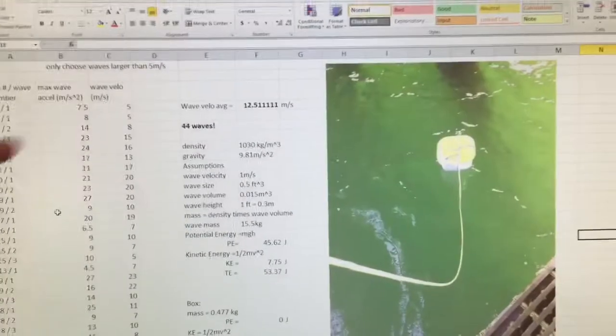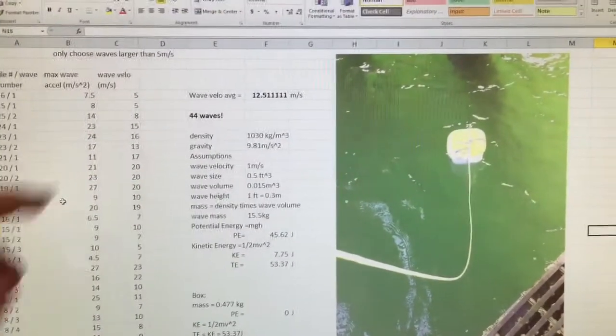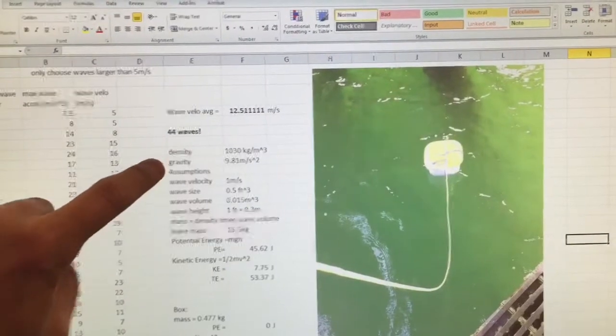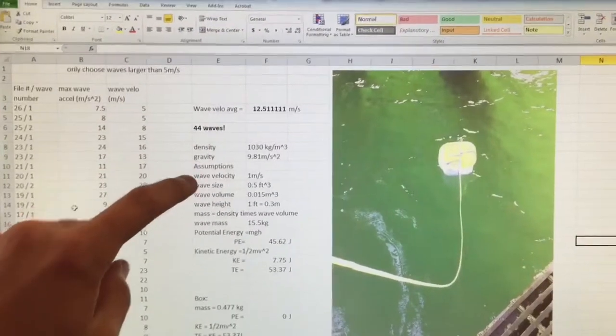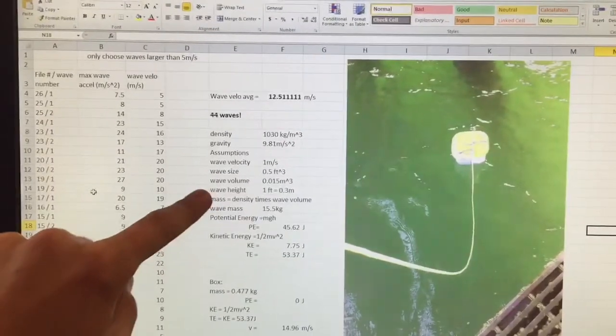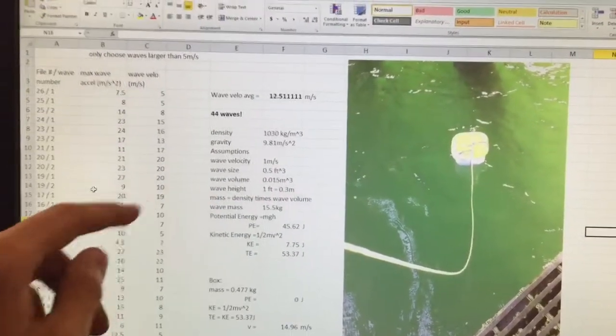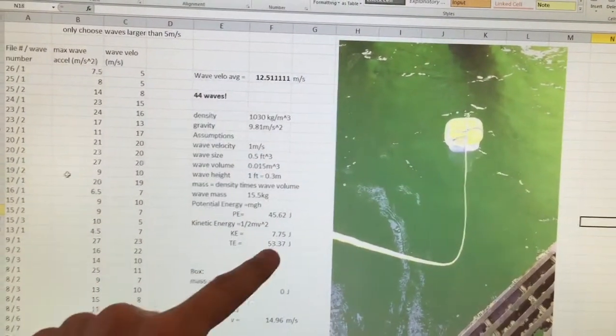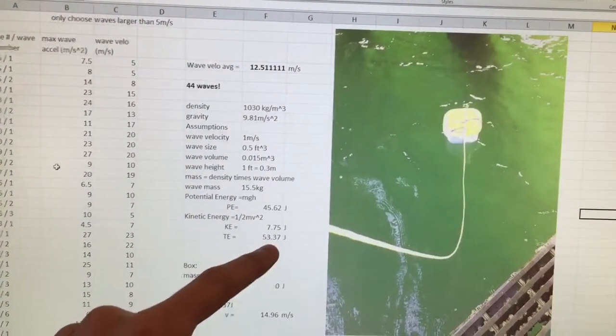I analyzed each of those velocities, put them all in Excel, averaged them out. Then I used a bunch of knowns like density and gravity, made a bunch of assumptions off of the velocity, size, volume, found the height from the surf report of each wave, calculated the mass, calculated potential energy and kinetic energy to find the total energy of each wave that I assumed was hitting my box.